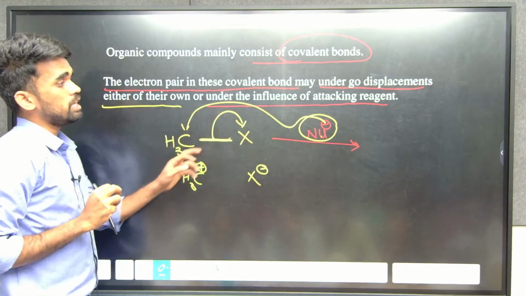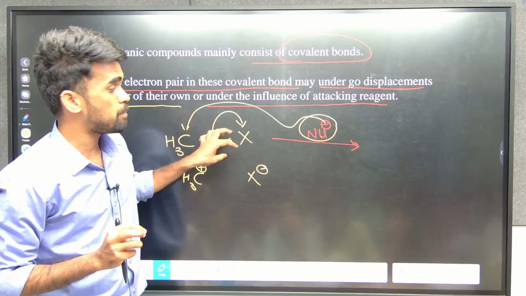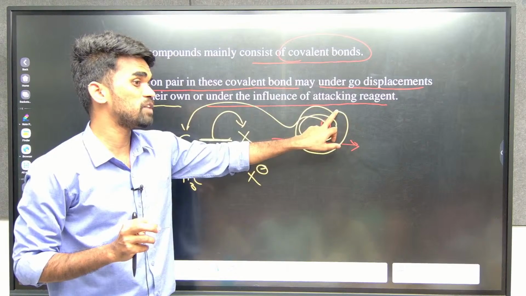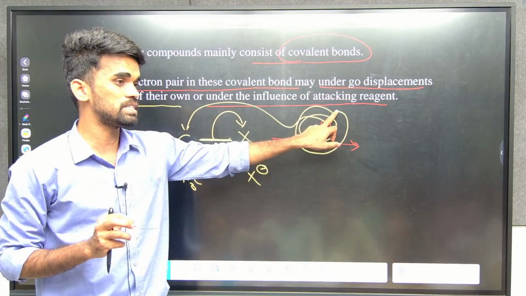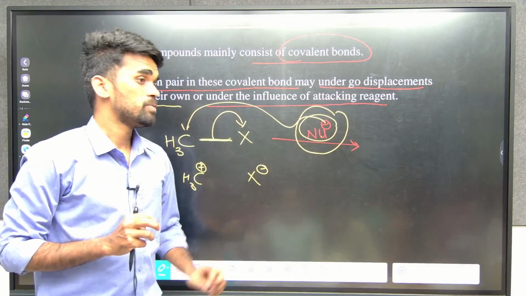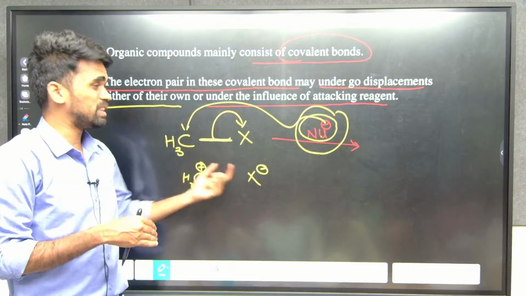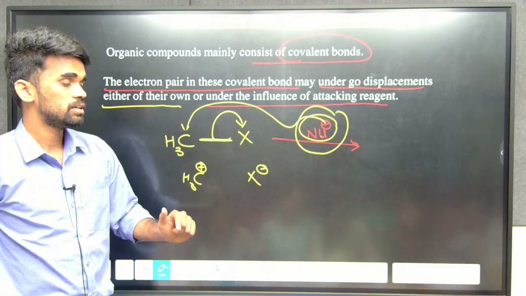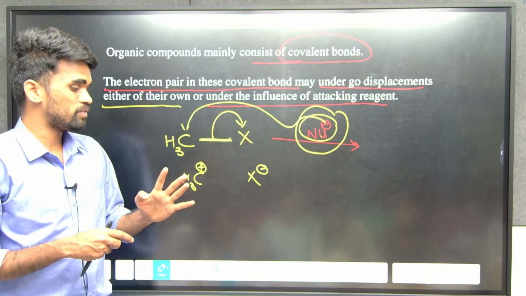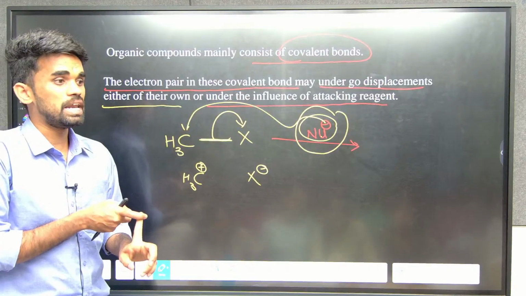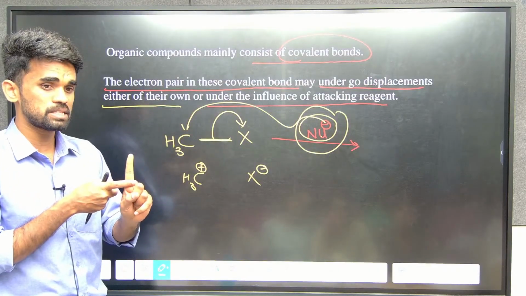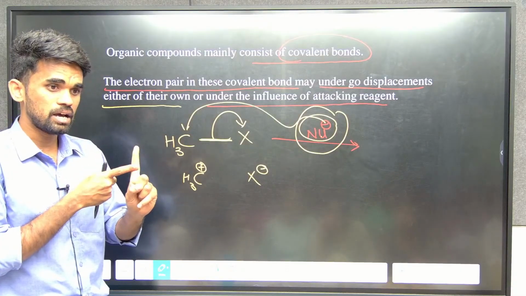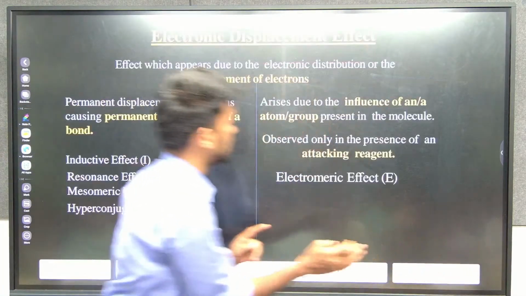If this displacement is happening in the presence of an external attacking reagent, then that effect is called the electromeric effect. If it is happening on its own, without the presence of anything, those are called electronic effects. The first and most important factor is the electronic effect. Electronic effects are of 3 types. The first one is inductive, next mesomeric, next hyperconjugation. So try to listen very carefully.